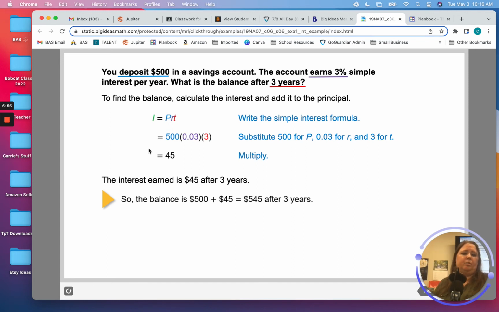Now imagine if you put $1 million in there. That's a lot more money. $1,045,000. No, because you have to do 3% of $1 million.